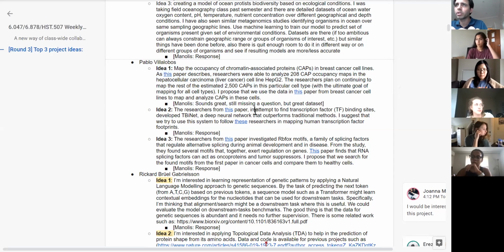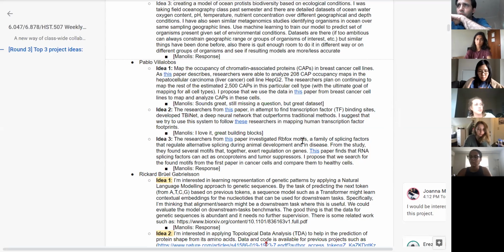Insertion from this paper, in an attempt to find precise transcription factor binding sites, developed TBINet, preparing for conservation methods. We tried to research reflecting human transcription factor footprints. So, yeah, I love it. Great building blocks.